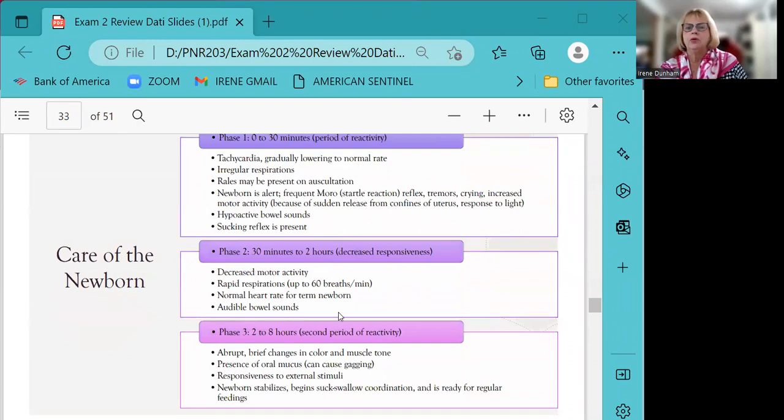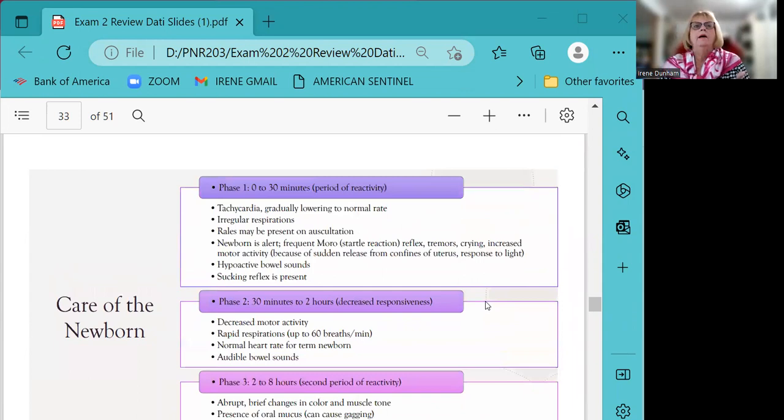So again, if your baby is struggling, we're going to stimulate the infant. Now here's the care of the newborn. The newborn has different phases. So you have phase 1, which is the first 30 minutes. The baby's born, and he's in good reactivity. He's crying, he's with mom, he's with the family. He's doing good.